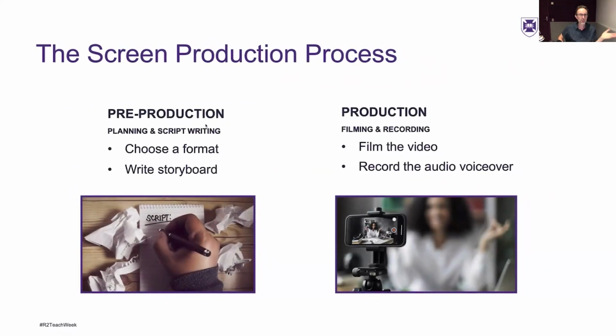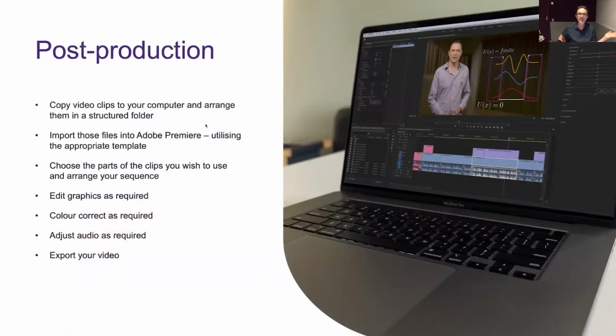In the previous session, I talked about the pre-production and the production process. Pre-production is where you choose a format for your video and write a storyboard. Production is where you film or record a voiceover. The post-production process is where you get all your footage off your camera, whether it's a phone, an SLR or another video camera, bring it into your computer, and using a program like Adobe Premiere, you can edit your clips together.